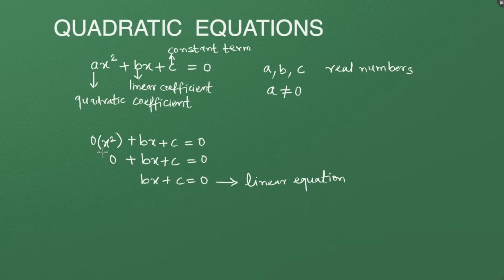So this becomes a linear equation. If a equals 0, then it becomes a linear equation and not a quadratic equation, as there is no ax² term. This means an equation of the form ax² + bx + c = 0, where a, b, c are real numbers and a not equal to 0, is a quadratic equation.